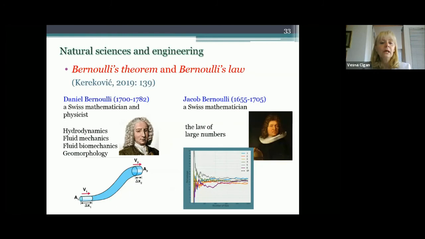The second example refers to terms in natural sciences and engineering. Bernoulli's theorem and Bernoulli's law are terms that are strict synonyms in English, and they can be used interchangeably in all sentence contexts, but they are also ambiguous terms. Two denominators with the same surname denote different concepts, that is, different theorems and laws. As Kerekovich correctly observed, the context, but also the background knowledge, the content knowledge, will eliminate ambiguity and make it clear whether it is Bernoulli's theorem or law in hydrodynamics, named after Daniel Bernoulli, or Bernoulli's theorem or law of large numbers in mathematics, named after Jacob Bernoulli.